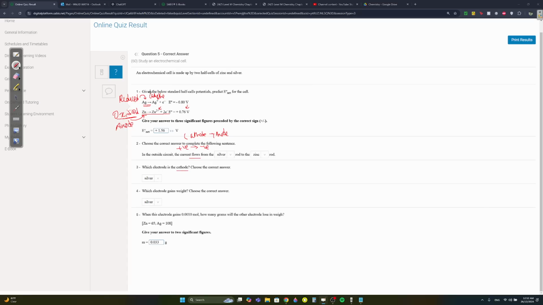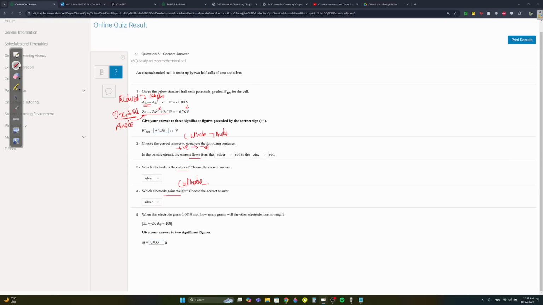Which is the cathode? Like I told you, Ag. Which one gains weight? The one that gains weight is the cathode, because it's the one that actually gains weight. Just memorize it. Because it's the rod that lengthens. Remember that the anode is the one that reacts.